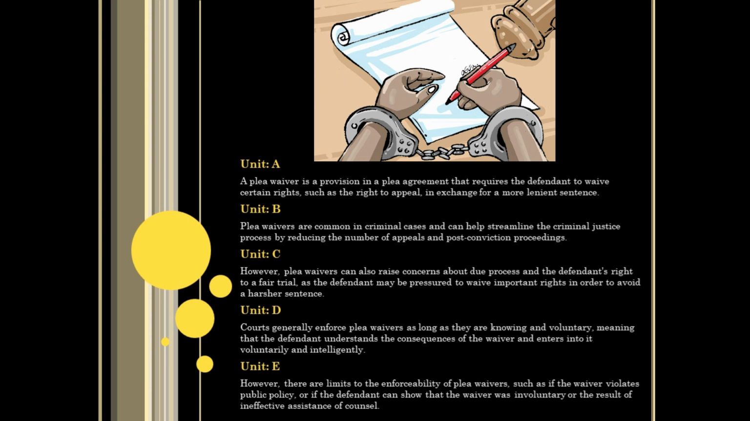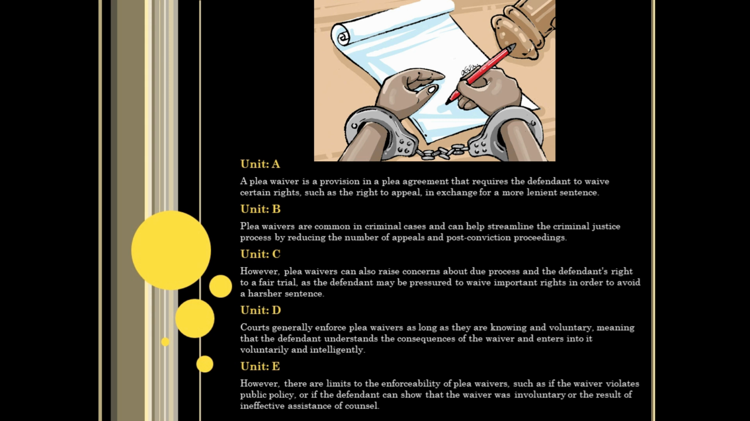Unit C. However, plea waivers can also raise concerns about due process and the defendant's right to a fair trial, as the defendant may be pressured to waive important rights in order to avoid a harsher sentence. Unit D. Courts generally enforce plea waivers as long as they are knowing and voluntary, meaning that the defendant understands the consequences of the waiver and enters into it voluntarily and intelligently.